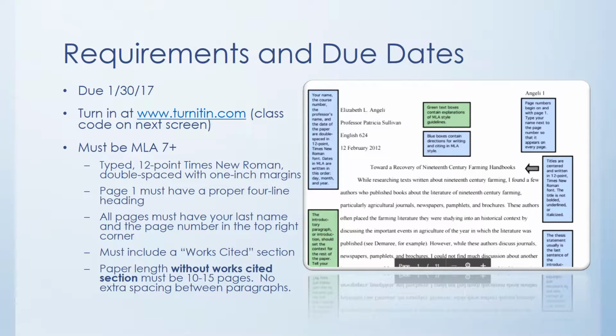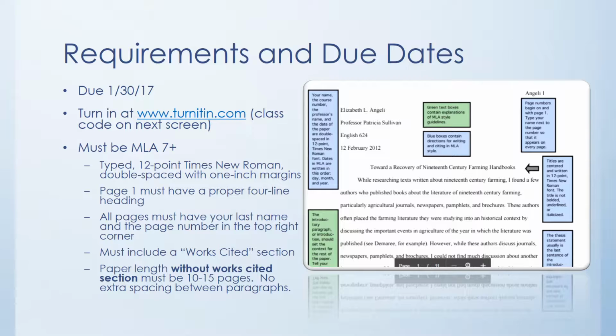The paper must be formatted in MLA 7 or 8. MLA 8 came out recently. That means it should be typed 12-point Times New Roman font, double-spaced with 1-inch margins. Page 1 must have a proper 4-line heading like the one at the top left of the graphic. All pages must have your last name and the page number in the top right corner. If you're using Word, that's something that you can accomplish easily with the headers function of Microsoft Word.